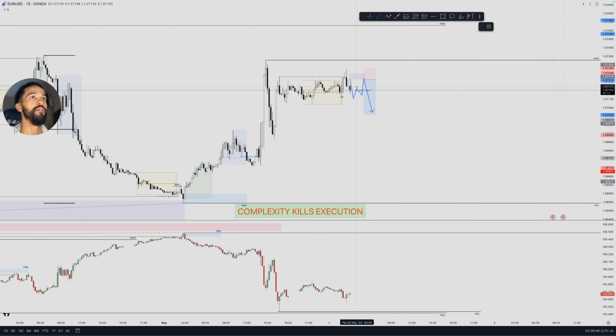We would have our possible internal inducement here from the pullback. Our break of structure would be very clear over here. Now the likelihood if price does break down below these lows is that we may sweep Asia already on the other side. So that's a negative again if it does that.